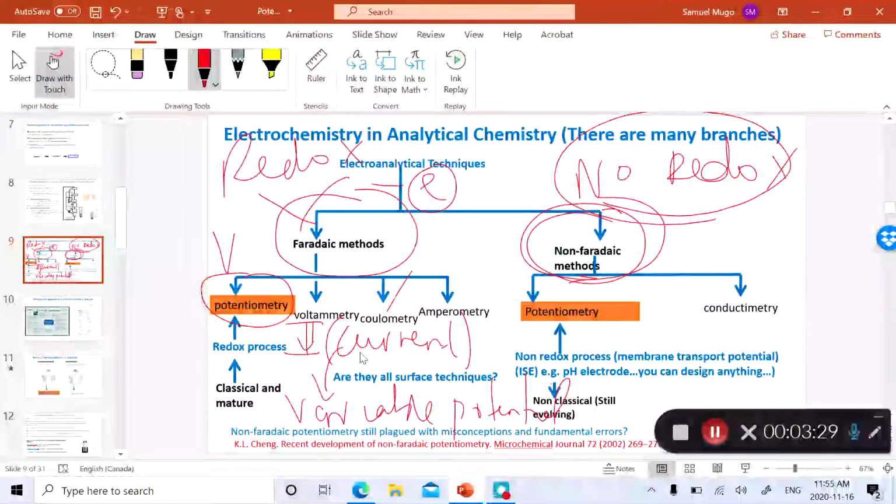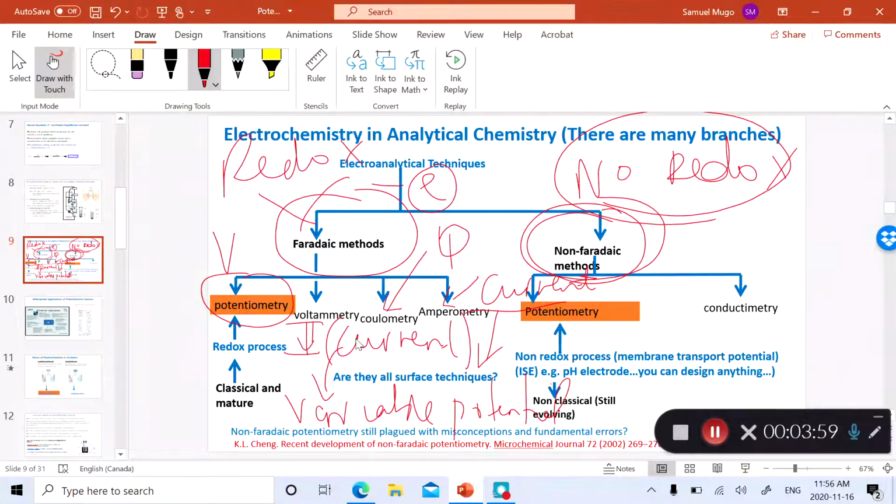With coulometry, on the other hand, which is a branch of Faradaic methods, you're measuring charge, okay? You're measuring charge of the electrochemical device. And lastly, with amperometry, it's very similar to voltammetry because you're measuring current, okay? But you're measuring current at fixed potential. So those are the groupings of Faradaic methods.